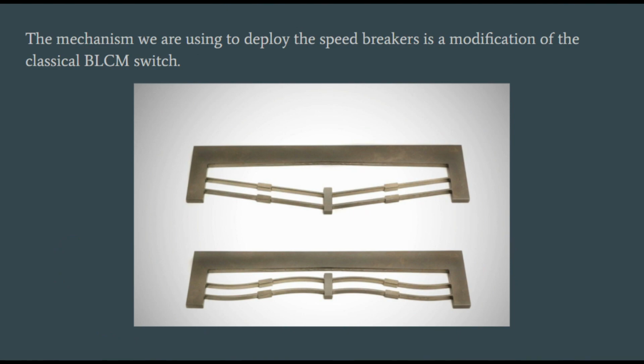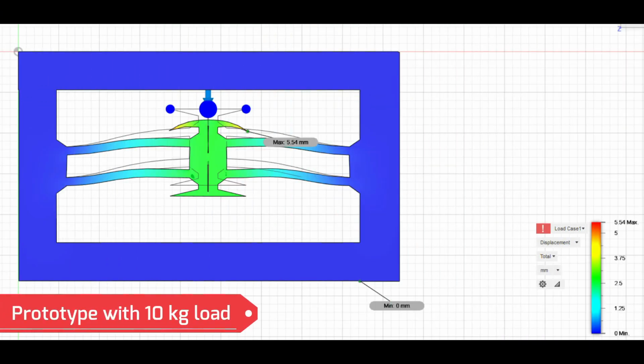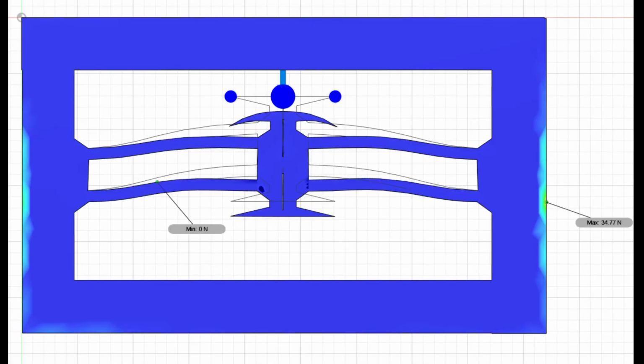The mechanism that we are using is a modification of the original bistable locking compliant mechanism. The classic BLCM switch requires a force to be applied physically at the switches, whereas a modified BLCM switch will be actuated with the help of servo motors, which would be connected to the compute unit which determines whether the vehicle is within the speed limits or not. To see if our system could handle the loads in a miniature prototype or in real life-sized models, we went forth and carried out a static stress analysis on a mechanism model at both scales.